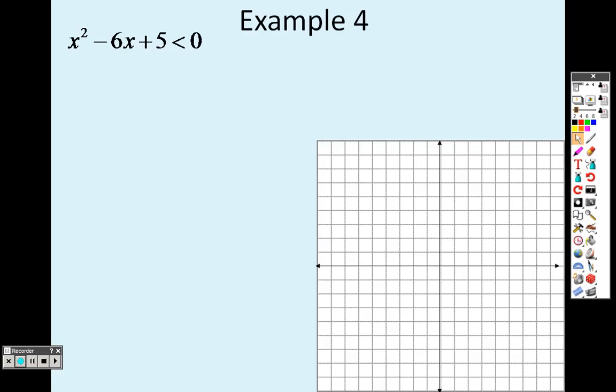Let's finish up 5.7, graphing and solving quadratic inequalities. And here's another inequality for us. But notice how there's only one variable. So first, we want to factor this, just like we would anything else. Remember, this isn't a y, so let's just try to factor this.